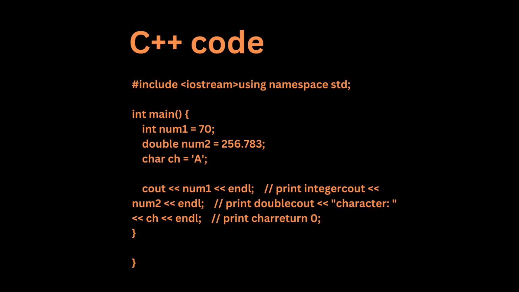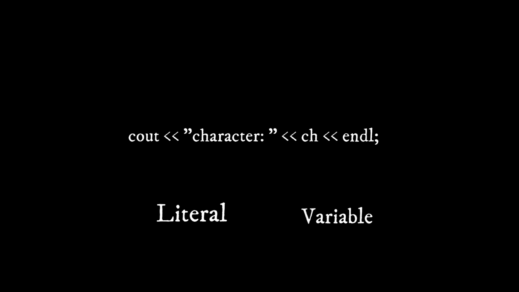The operator can be used more than once if you want to print different variables, strings and so on in a single statement. For example, cout, character, variable ch and endl. In this example, we used the literal and the variable in the same statement. In that case, we use this operator many times. By this, we can say that we can use one or more variables or strings in a single statement.